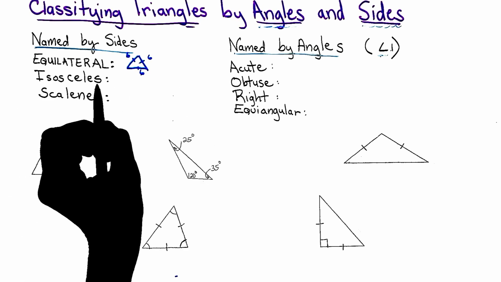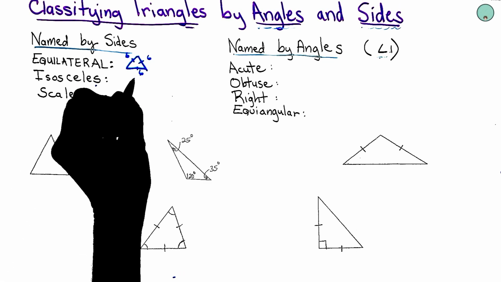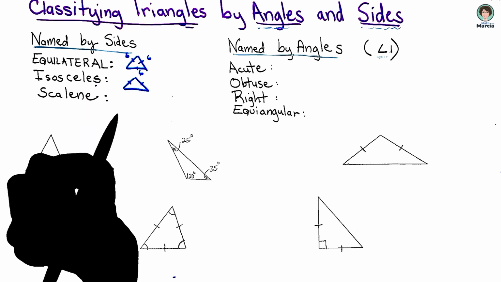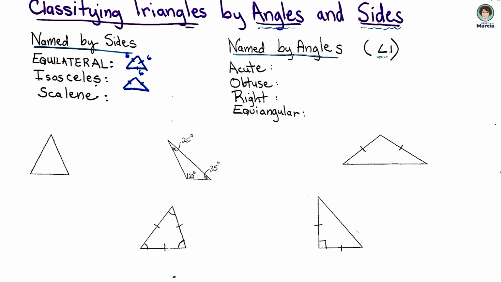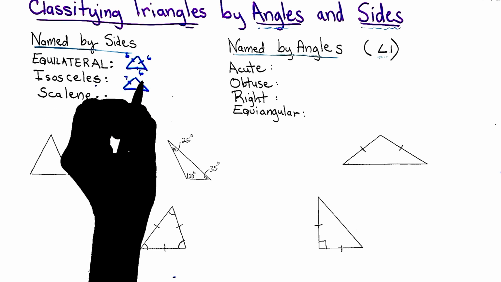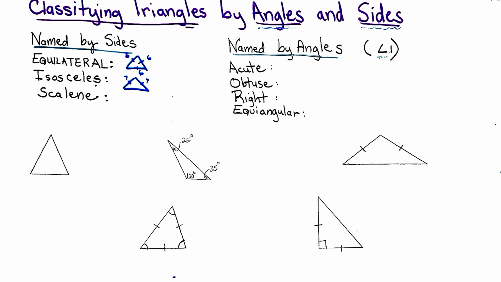For an isosceles triangle, we do know that 2 of the sides are equal. So we could have, these both could be 7s, as long as it has the same mark.